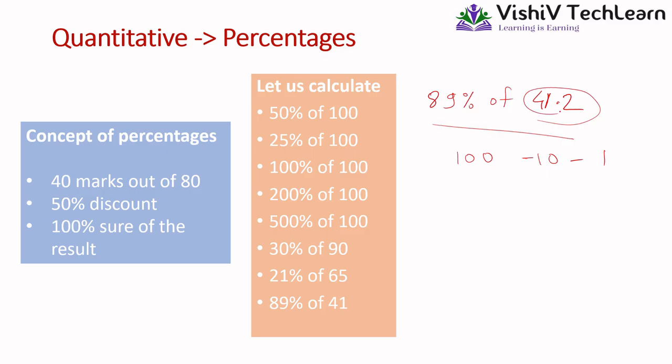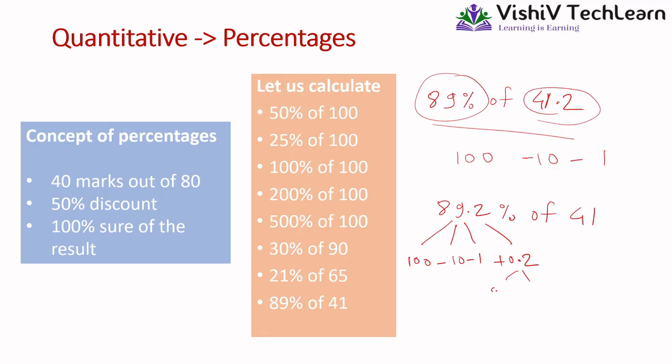So let it be any figure here, and let it be any figure here as well. If it is 89.2% of, let's say, 41, still we will be able to calculate. We need to split this into 4 parts. First part is 100, then minus 10, minus 1, plus 0.2%. Now 0.2% again we can have as 0.1 and 0.1, 2 times. So this is how, using the technique of split off and round off, we will be able to calculate any percentages. Let it be any percentages.